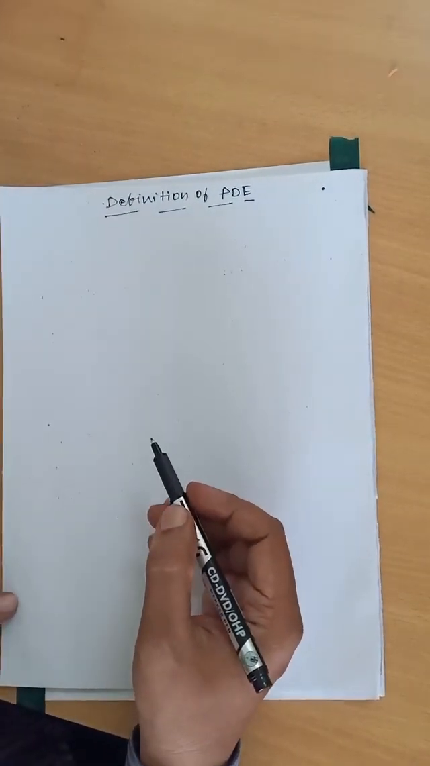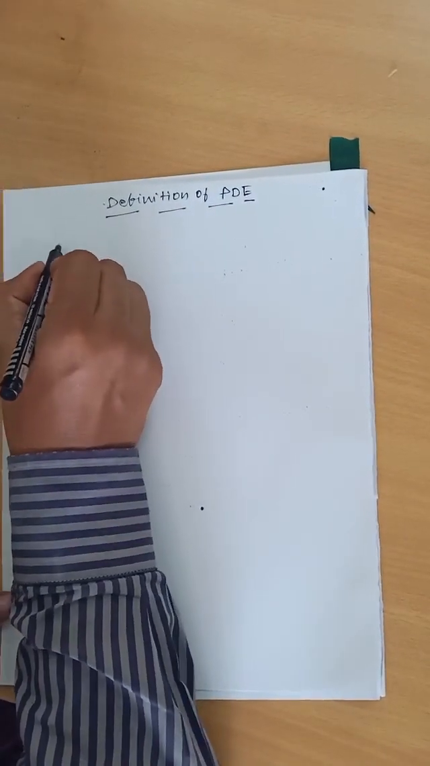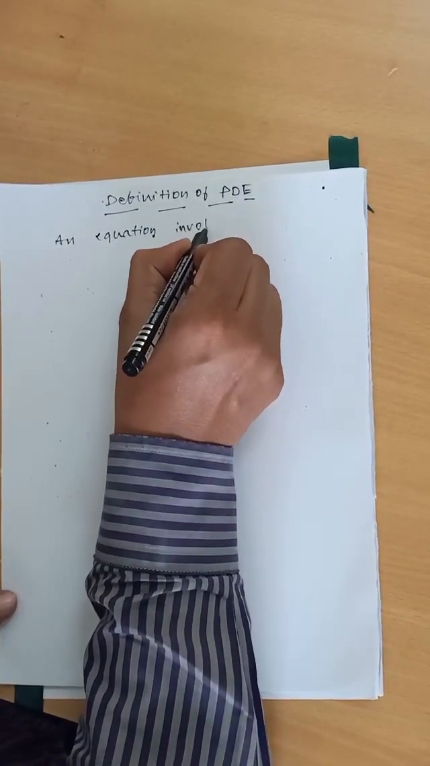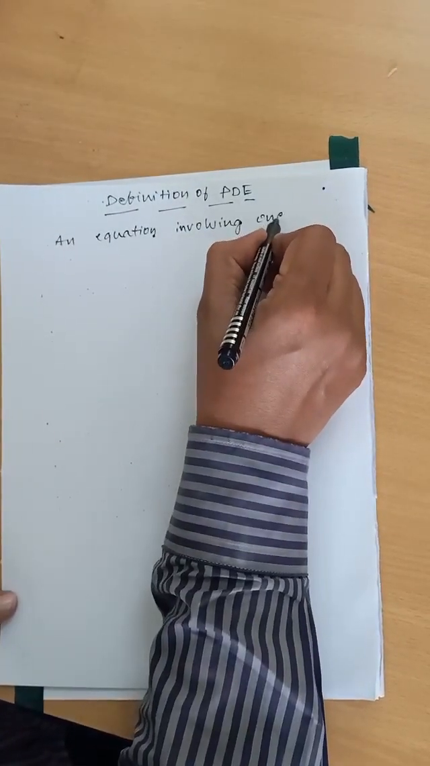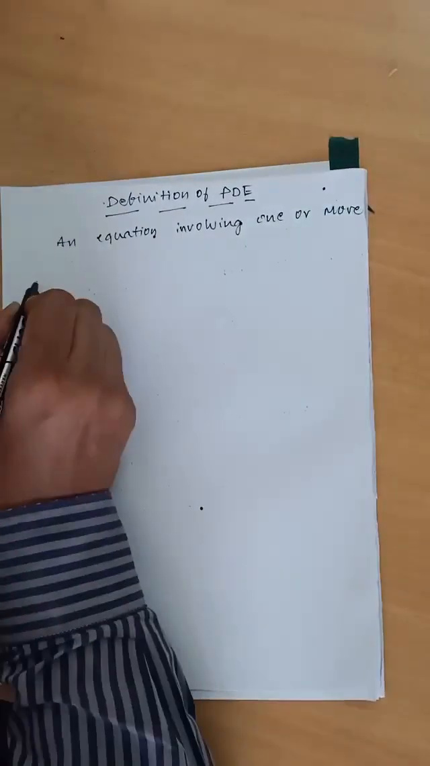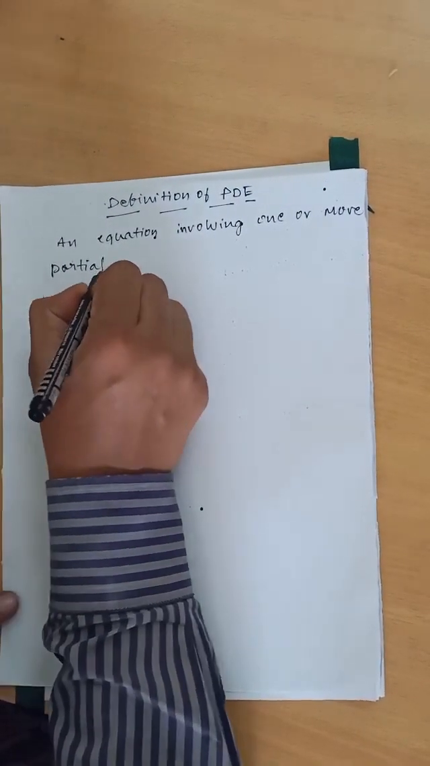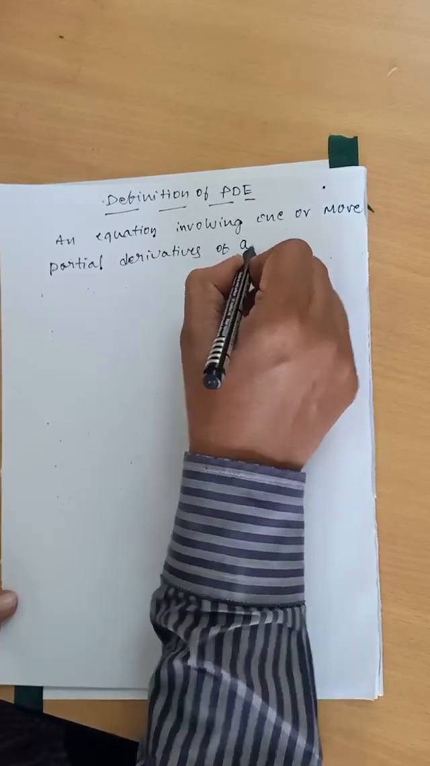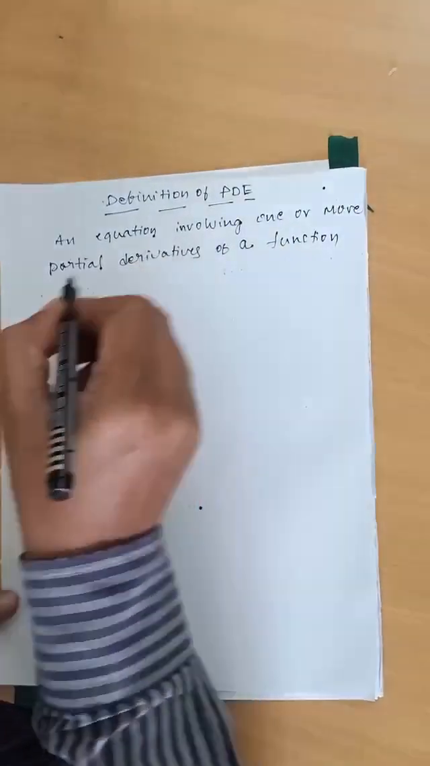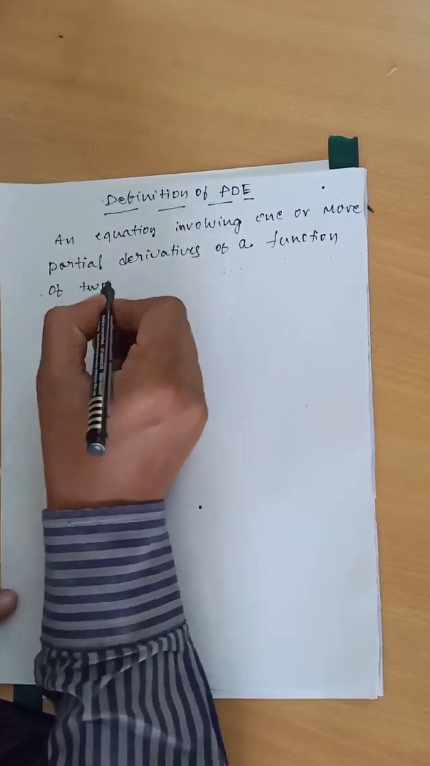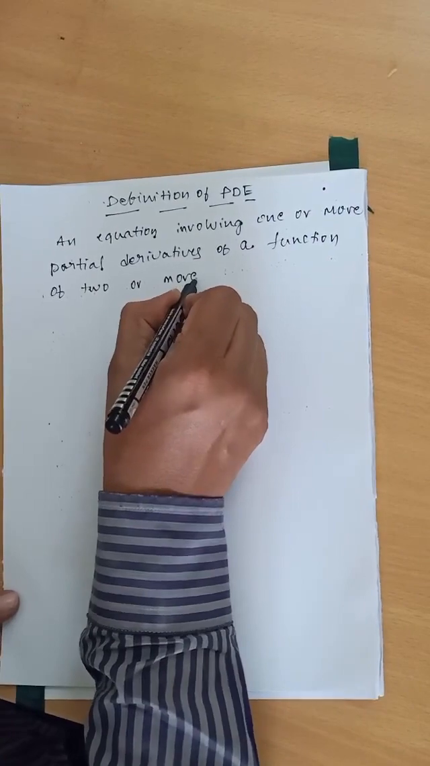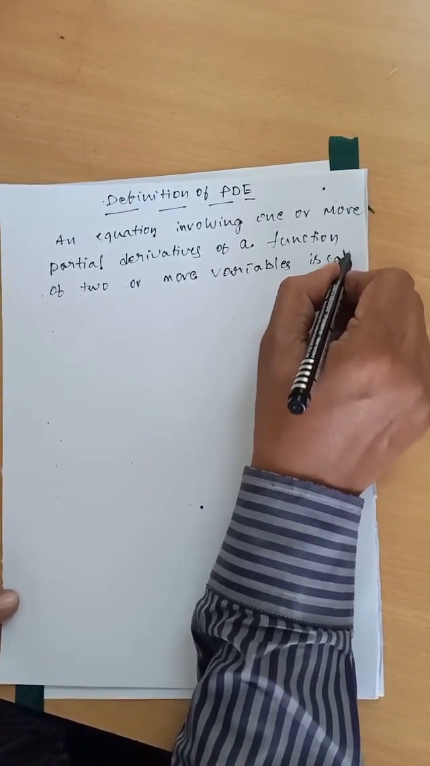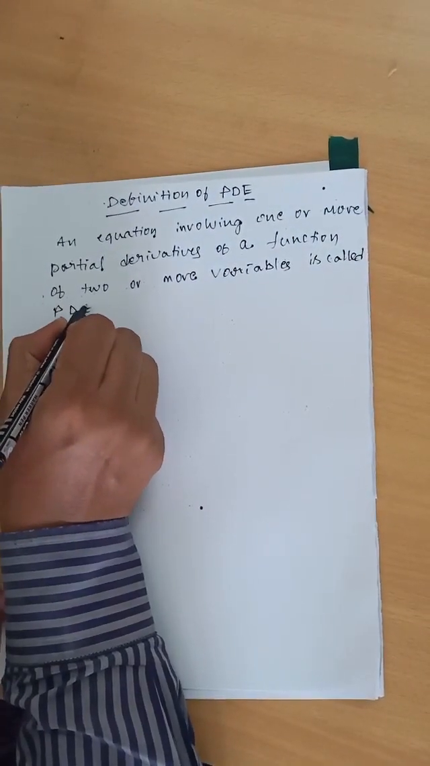Now we are going to discuss the definition. An equation involving one or more partial derivatives of a function of two or more variables is called a partial differential equation.